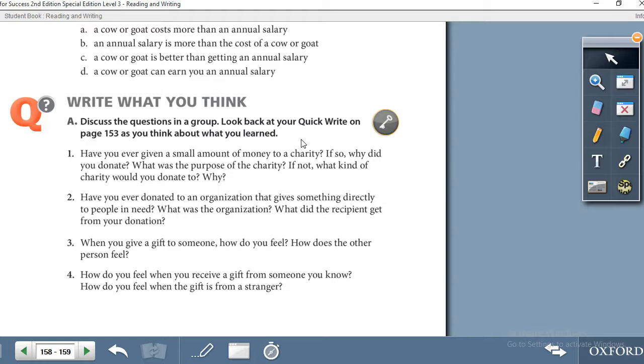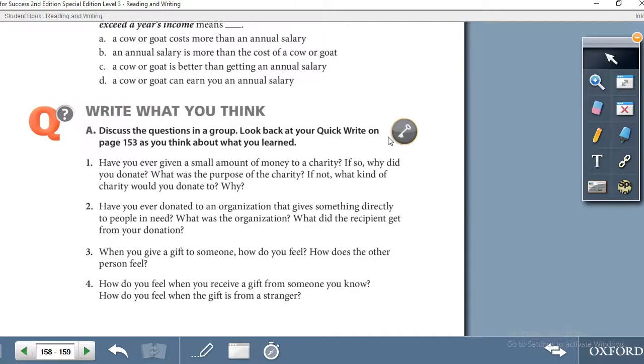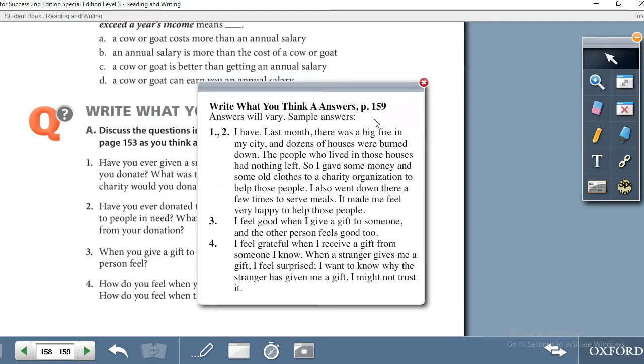Number 4, how do you feel when you receive a gift from someone you know? How do you feel when the gift is from a stranger? So those are the 4 questions that you need to discuss in a group. So let me show you the possible answers. So these are the possible answers for number 1 and number 2.